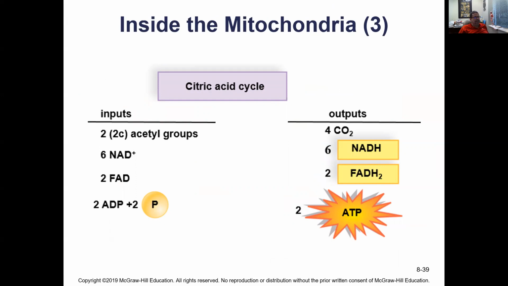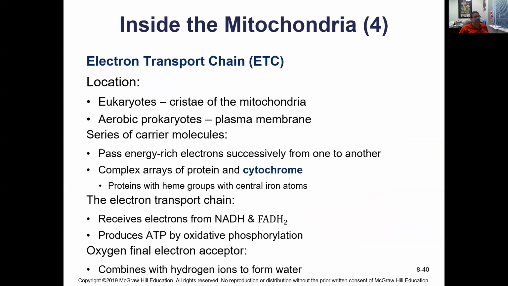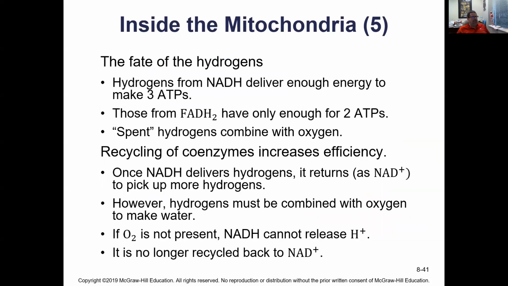And now all these NADHs and FADHs made here, in the prep reaction, and in glycolysis are going to be carried to the electron transport chain, where you have this complex array of proteins and what are called cytochromes that form this electron transport chain on the crista of the mitochondria. It is going to allow us to make lots of ATP. It's on the plasma membrane of some aerobic prokaryotes. That's kind of cool, okay? And we're going to see also the use of oxygen here, okay?